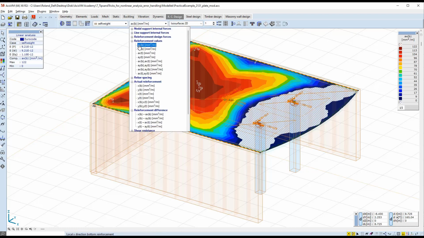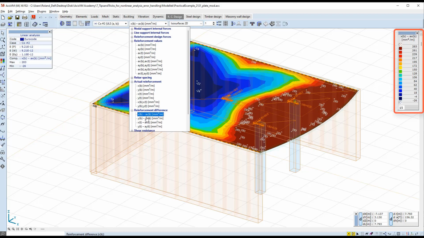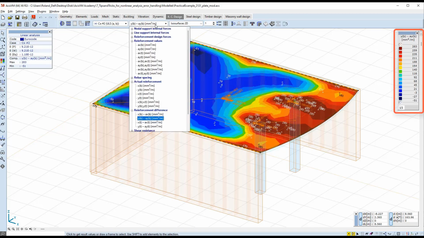Required amount of reinforcement for the selected load case or combination is listed under reinforcement values in X and Y directions, top and bottom positions. Amount of manually added actual reinforcement is listed under actual reinforcement, also in X, Y, top and bottom positions. And the difference of the two under reinforcement difference can be used to check if the actual reinforcement covers the reinforcement needs of the slab. If we see negative values in the color palette, that means that we should add more reinforcement to the slab. Right now in ULS limit state, we need to add more reinforcement both in X and Y directions to the bottom position.